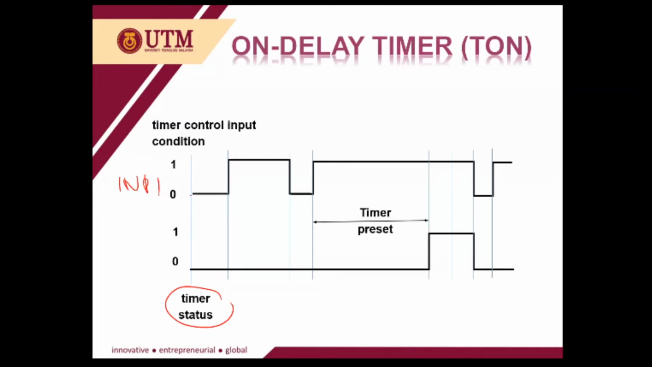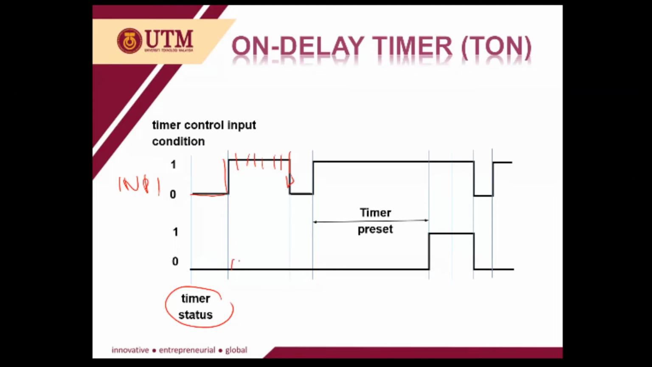Initially, it's low. You didn't press your input. Then you press your input. Okay? Then it starts counting: 1, 2, 3, 4, 5, 6, 7. Okay? At 7 seconds, you release the input. Okay?